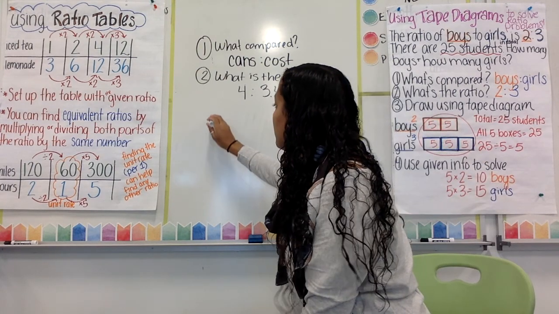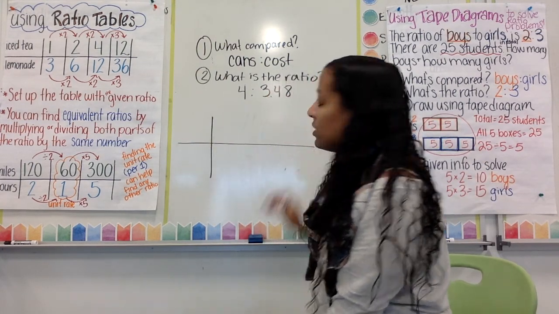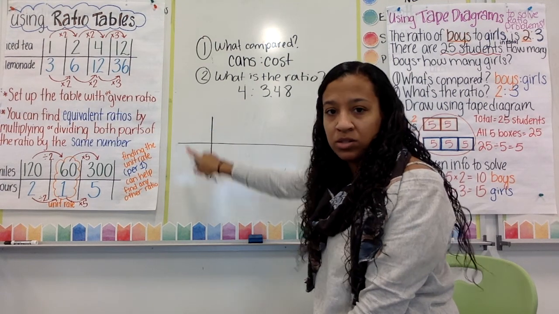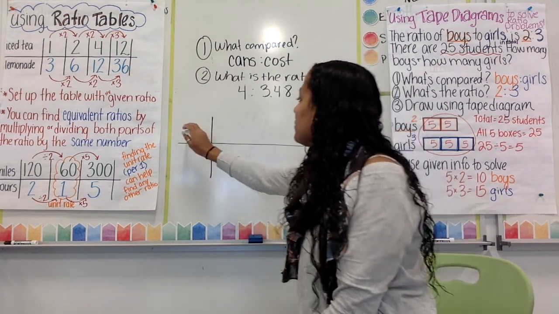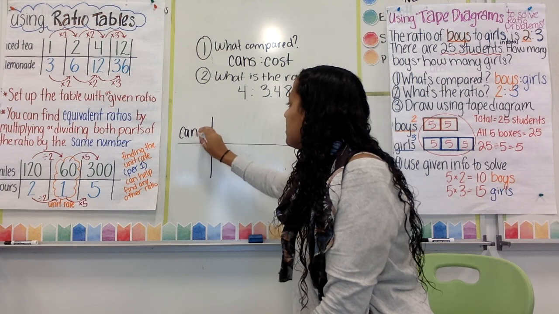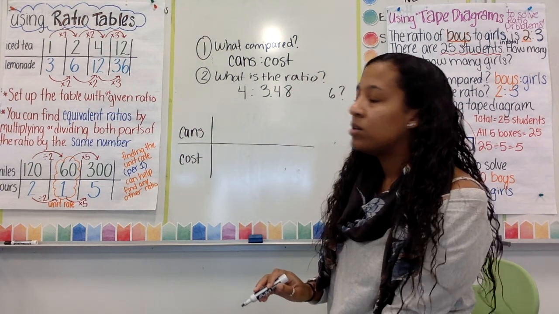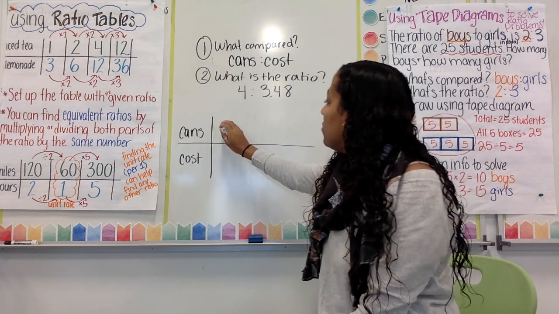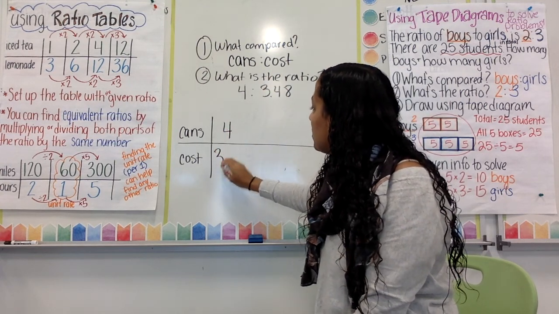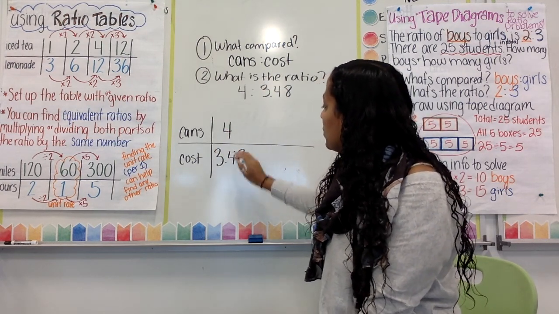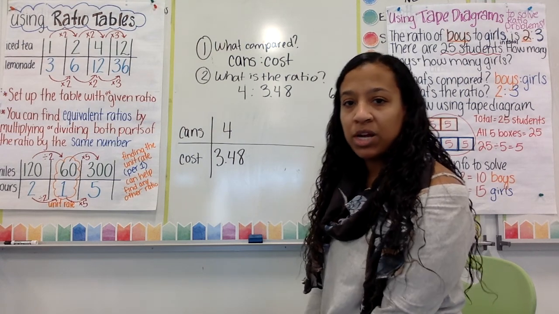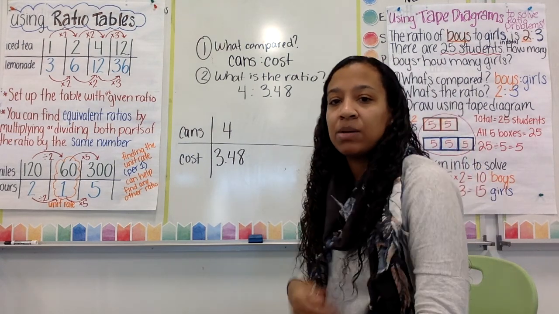So I'm going to set up a ratio table. What's being compared? What to what? Cans to cost. So I'm going to say 4 cans, $3.48. What would your next step be? Pause and tell me what your next step would be.